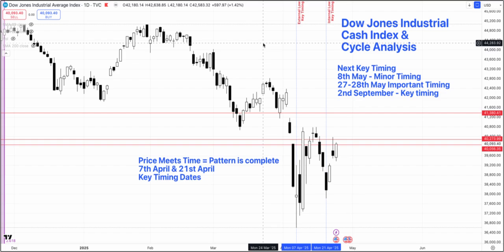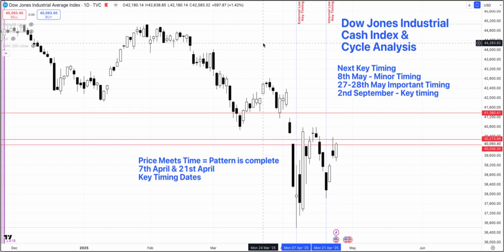We had key timing coming in on the 31st of March, and we have seen important price action taking place since then. In fact, the timing had kicked in because it was a weekly chart. We have to give it 2 weeks on either side, and we have seen the markets being really jittery.